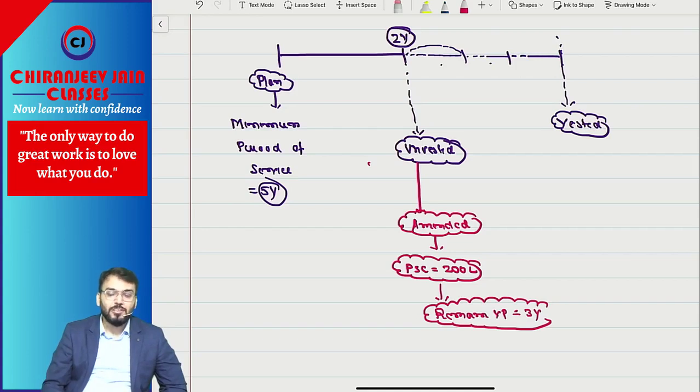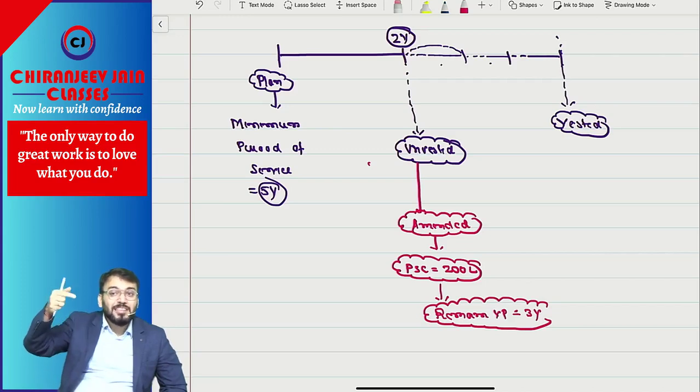So can we conclude in this way? Past service cost, if the plan is already vested, is recognized as an expense immediately. Understood? But if the plan is unvested, it will be deferred and recognized as an expense over the remaining vesting period on SLM basis. Correct.